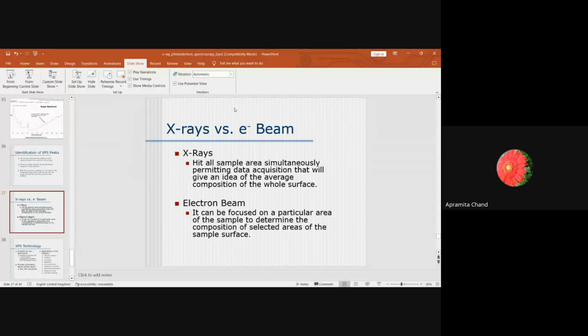How do we distinguish between an electron gun beam and X-rays? X-rays hit all the sample areas simultaneously, which permits data acquisition that gives you an idea of the average composition of the whole surface. Similarly, an electron beam from a gun can be focused on a particular area of the sample to determine the composition of selected areas of the sample surface.